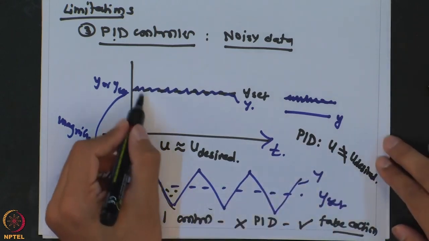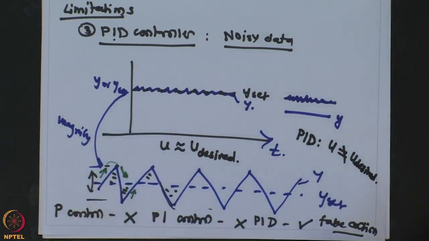And because of that, the closed loop response may become unstable, or it will start oscillating at a much higher amplitude. So that is a very common problem in real plants, that whenever you have a derivative action and it is significant, it is going to react to this noisy measurements, noisy data, and because of that, it is going to cause bigger oscillations into the process rather than not having any derivative action.